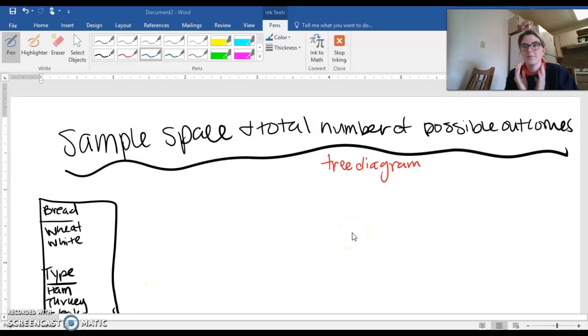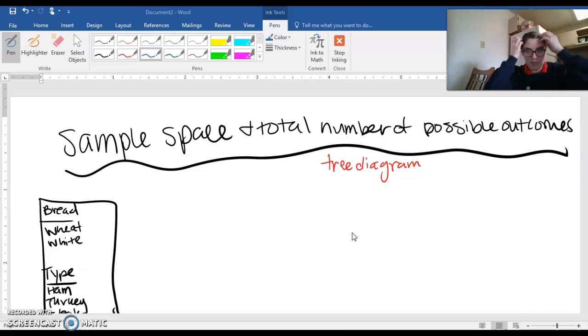Hello everyone. So today we're going to be talking about sample spaces and total number of possible outcomes. Our next section is section 7.3, and we're actually going to split 7.3 into three different parts. The first one is sample spaces, and then we're going to talk about compound events, and then the fundamental counting principle.